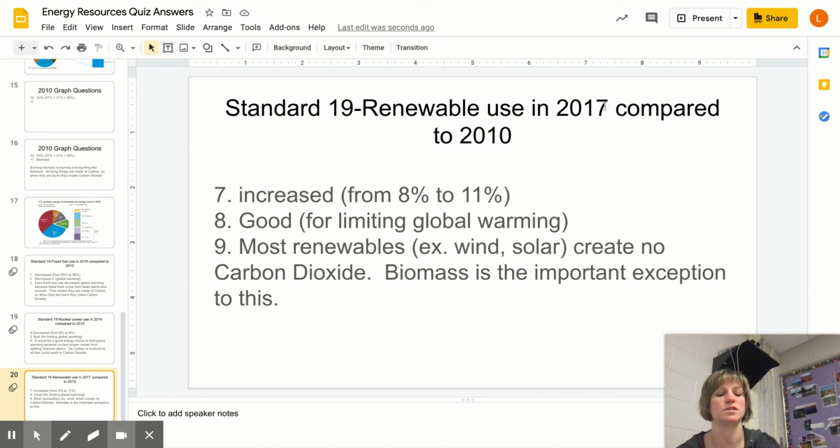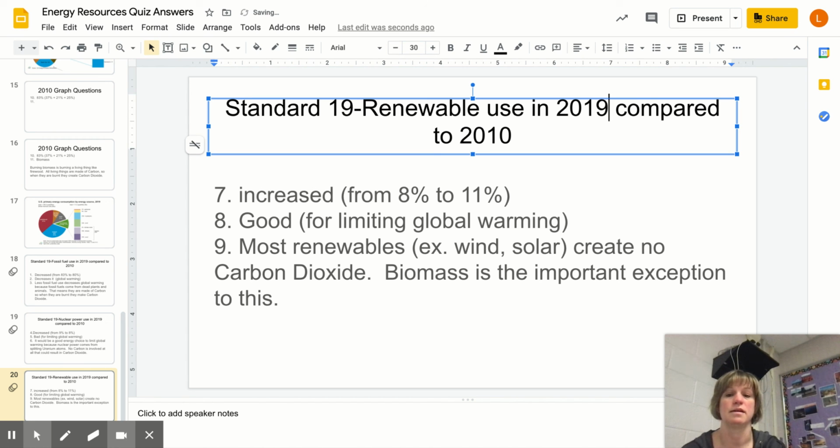So now we get into the renewables, and we see a definite increase in renewables. So this would be question 7 under the standard. We see the renewables go from 8 to 11. And that would be good for limiting global warming because most renewables, we also sometimes call them perpetuals in our class, like solar and wind and hydroelectric, create no carbon dioxide. But biomass is an important exception to this. And it does happen to be the biggest chunk.